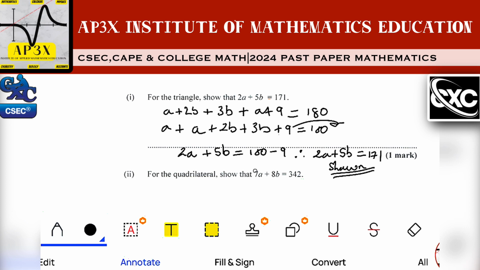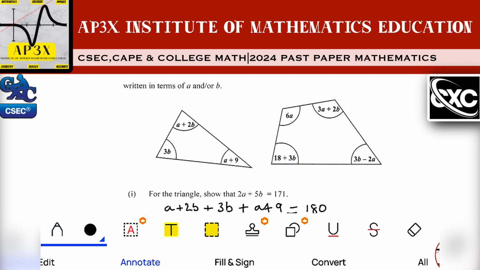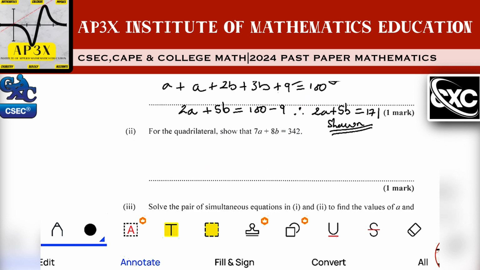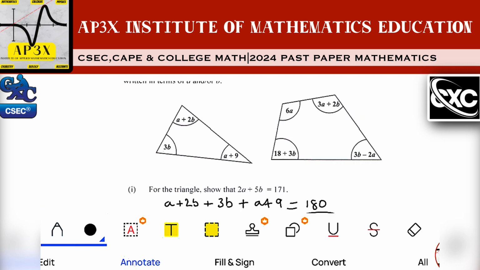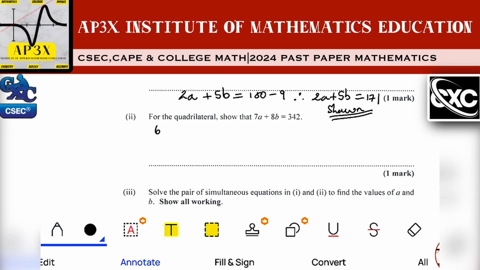We are to show that 7a plus 8b equals 342. So it's a very similar calculation, except that in a quadrilateral, when you sum all the angles, as opposed to being equated to 180, it will be equated to 360 degrees. So we know that one of the angles on the quadrilateral is 6a degrees.